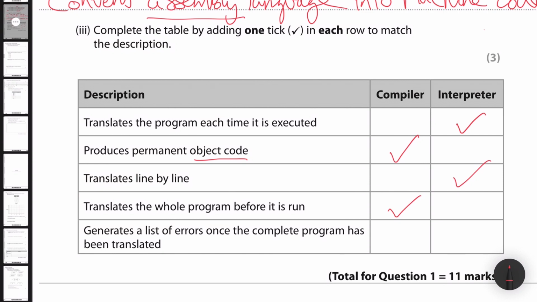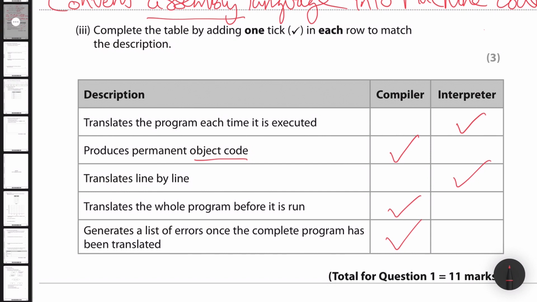And generates a list of errors once the completed program has been translated. Well, this is the same as before. It translates it all in one go, and then it spits out a list of errors at the end. It doesn't give you an error and stop. So that would be a compiler as well. So that would get you your full 3 marks.